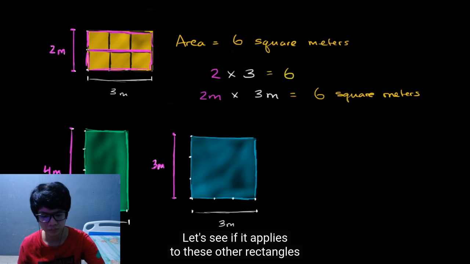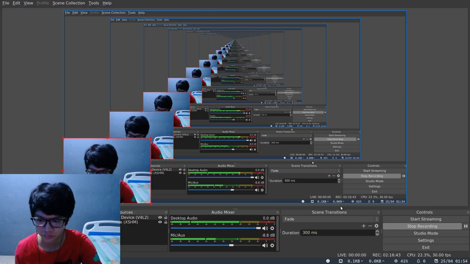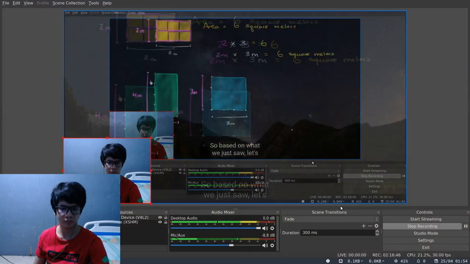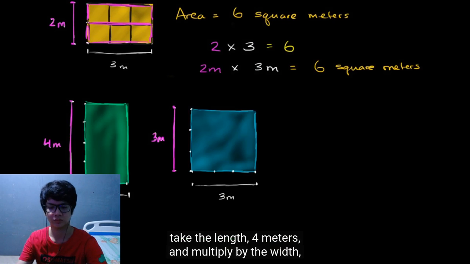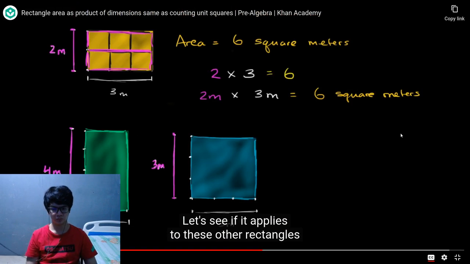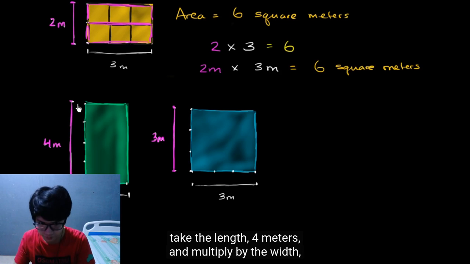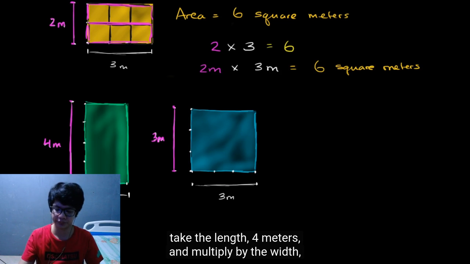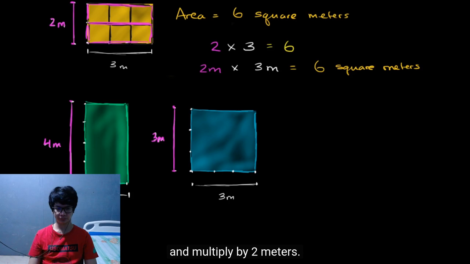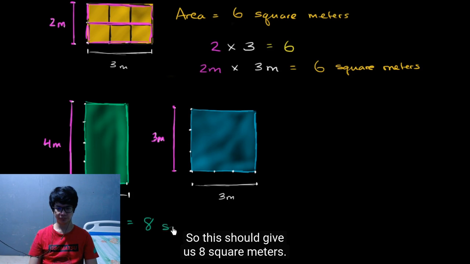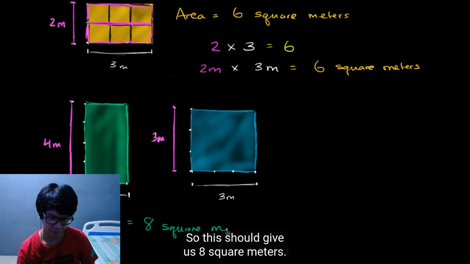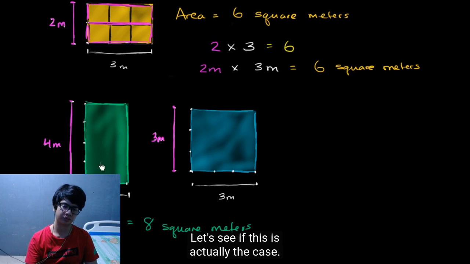Now you might say, hey, I'm not sure if that always applies. Let's see if it applies to these other rectangles right over here. So based on what we just saw, let's take the length, 4 meters, and multiply by the width, 2 meters. Now 4 times 2 is 8. So this should give us 8 square meters.